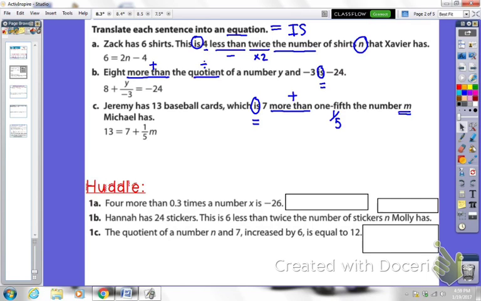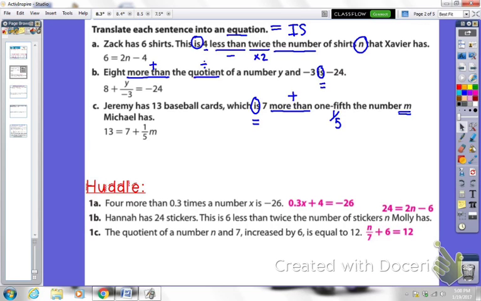All right, and the answer to these huddle questions, 4 more than 3/10 times the number X is equal to -26. Should look like that. Hannah has 24 stickers. This is 6 less than twice the number of stickers that Molly has. Should be 24 equals 2n minus 6. And the quotient of a number n and 7 increased by 6 is equal to 12. Should look like this answer.